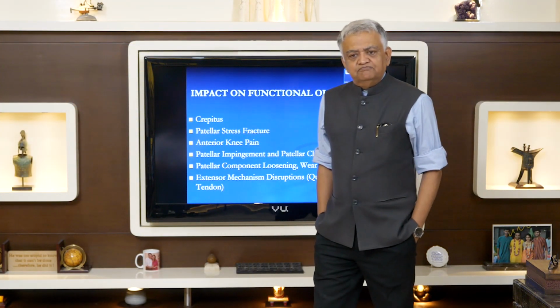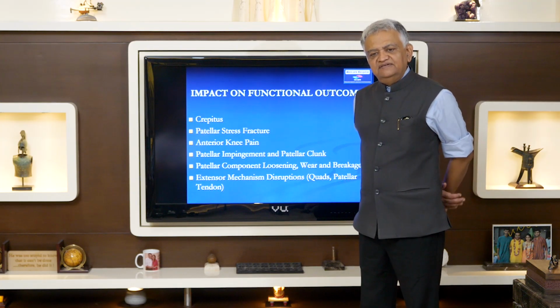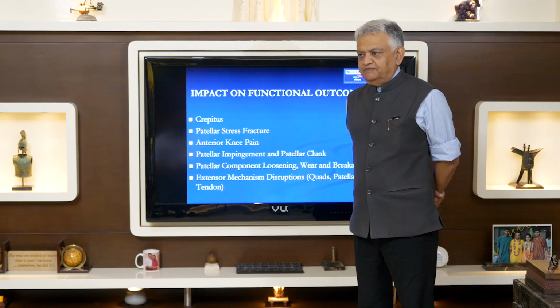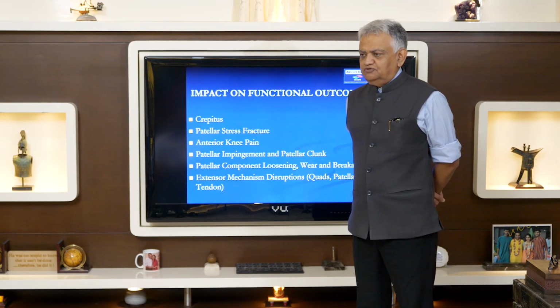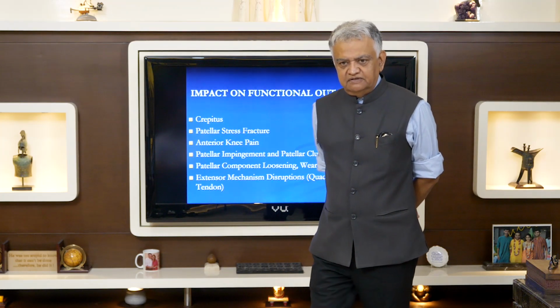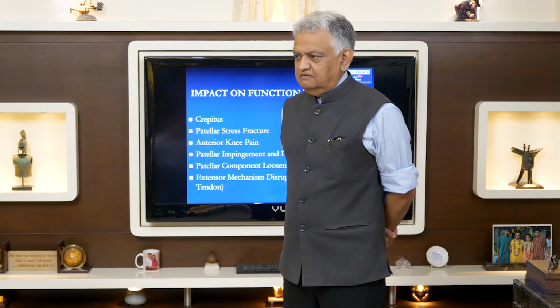It is important to understand this because you can easily correct it with an arthroscopy procedure, and the results are so satisfying and dramatic for the patient. So recognize a patellar clunk as and when it presents itself, or even a patellar crepitus if it is not an out and out thing.